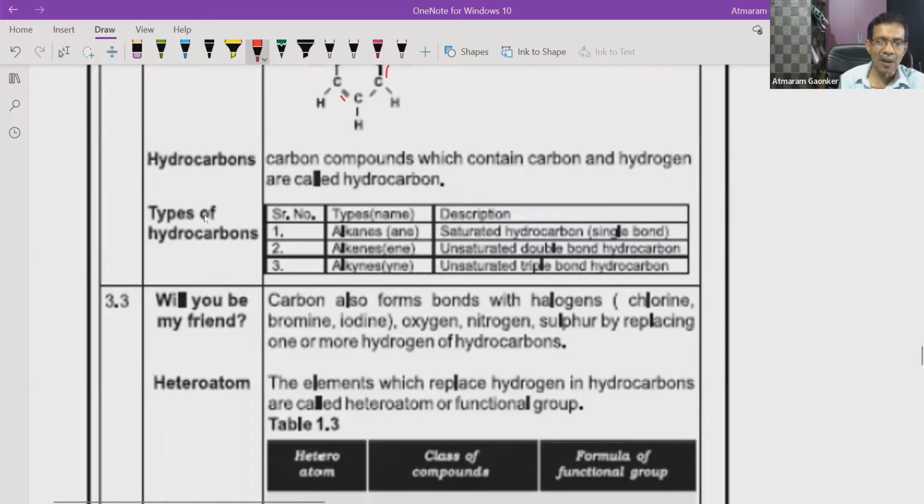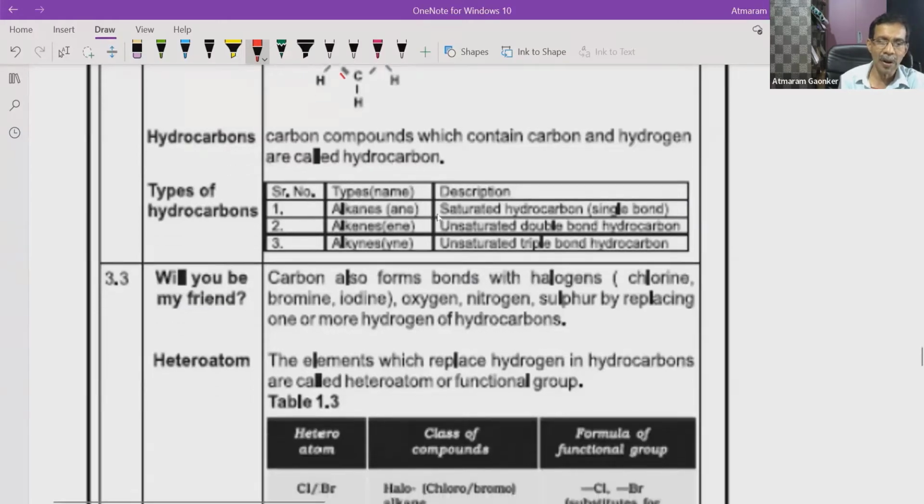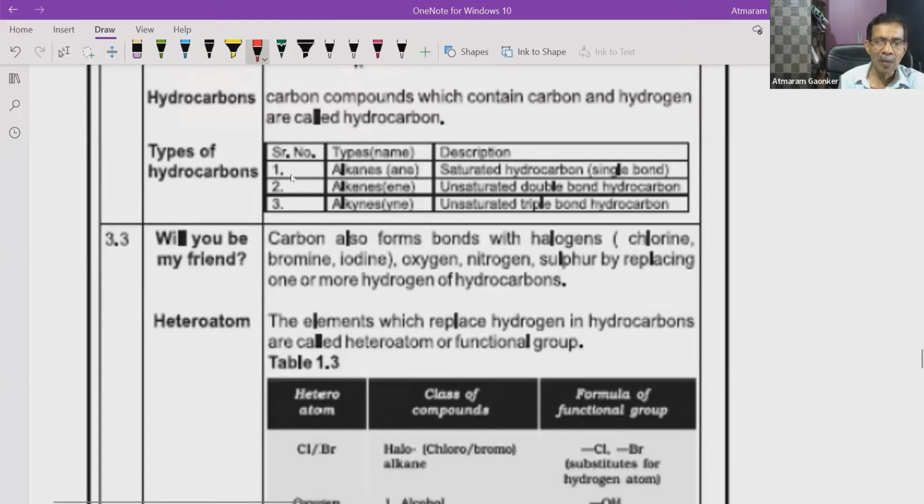Then hydrocarbons. Carbon compounds which contain carbon and hydrogen are called hydrocarbons, which you already know. Types of hydrocarbons are 1st alkane, 2nd alkene, 3rd alkynes. The first one is saturated with single bond, the second is unsaturated with double bond, and the 3rd one is unsaturated with triple bond.